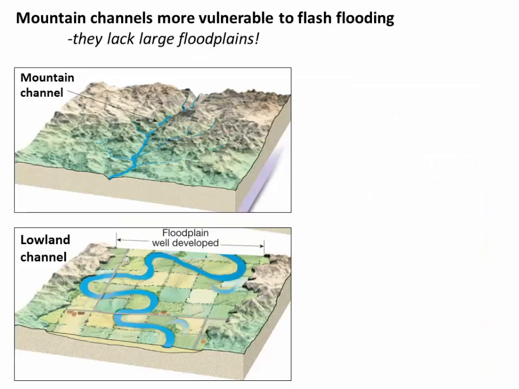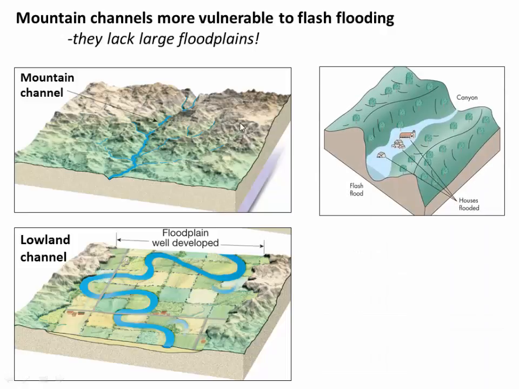Now, it's important to note that a lot of these ideas we've just talked about are focused on what we would call lowland channels that have very large floodplains, like the Mississippi River. Many rivers exist, of course, in mountain channels, smaller rivers that are confined in really narrow valleys. So these mountain rivers don't have large floodplains. And as a result, mountain rivers are much more vulnerable to flash flooding.